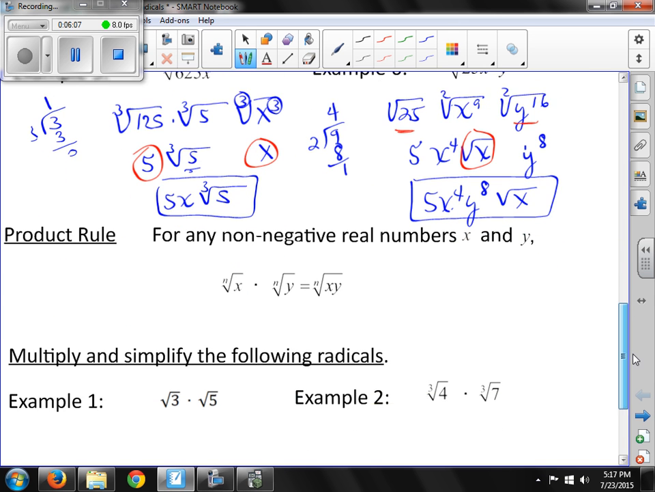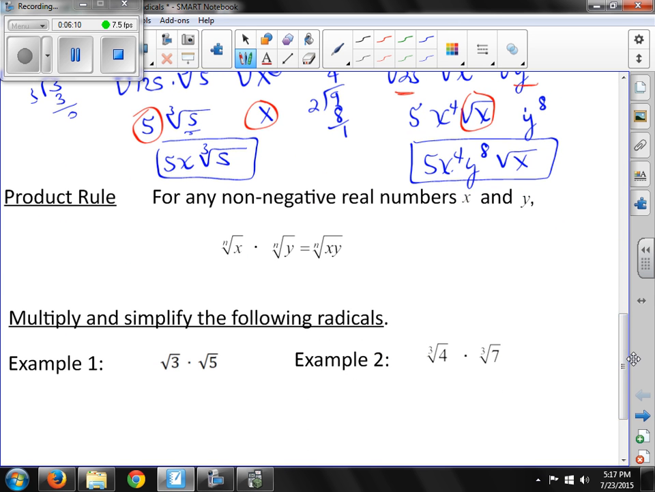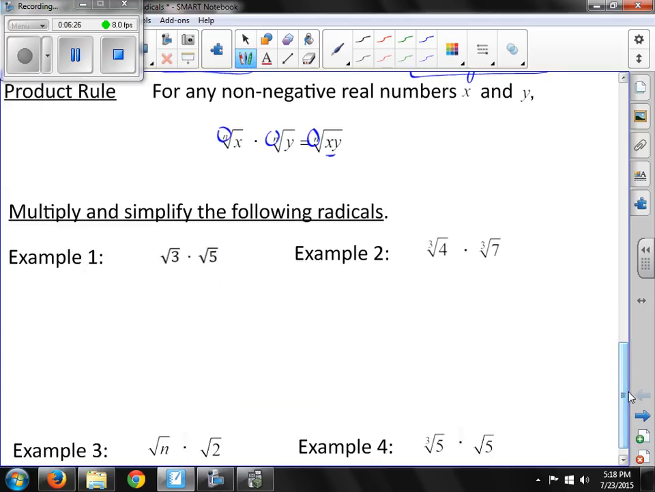The product rule says that we can multiply two radicals together as long as they have the same index. They have to be all square roots or they have to be all cube roots. The square root of x times the square root of y is the square root of x times y. So using that reasoning, we can say that the square root of 3 times the square root of 5 is the square root of 15. The cube root of 4 times the cube root of 7, they're both cube roots, would be the cube root of 28.